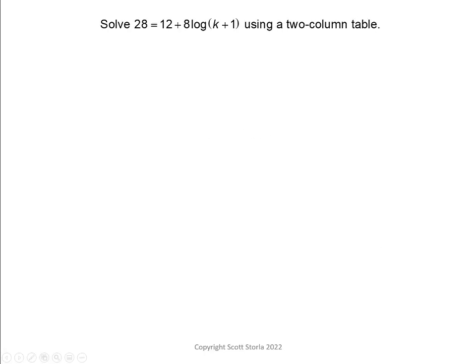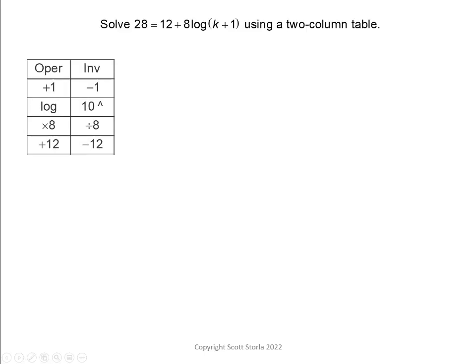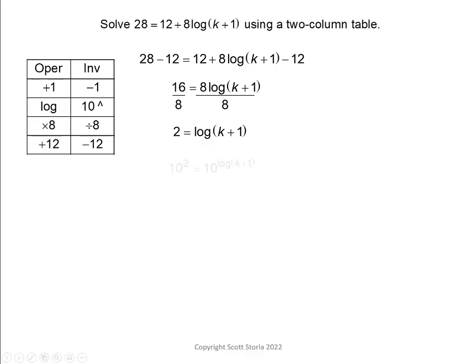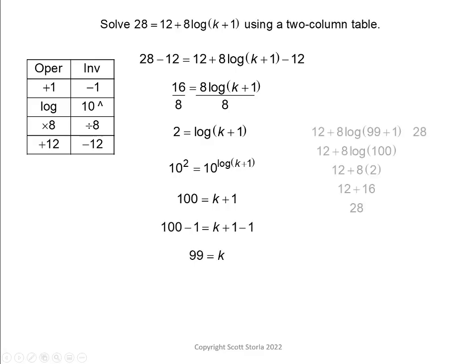How about here? By order of operations, I would add first, find log base 10 second, multiply by 8 third, and then add 12 last. Here are my operations and my inverses. I'll subtract 12 and simplify, divide by 8 and simplify. Use both expressions as exponents for a base of 10 and simplify, and then subtract 1 and simplify. And the check looks good.